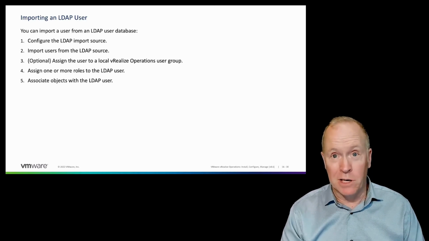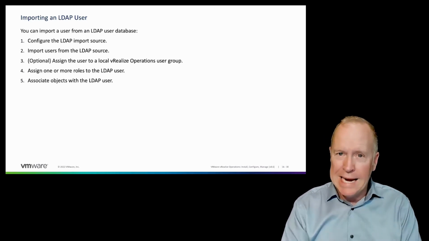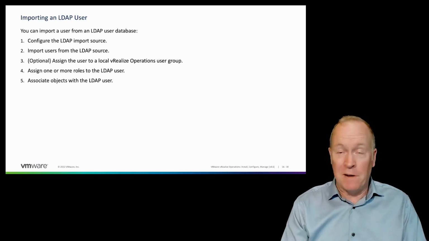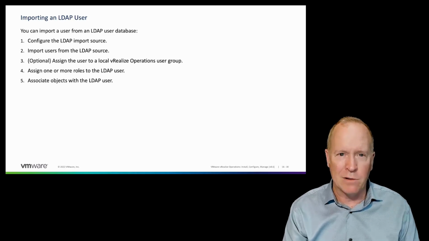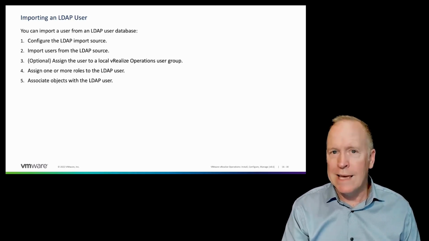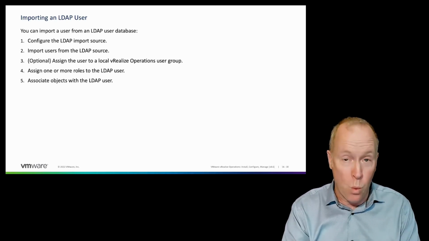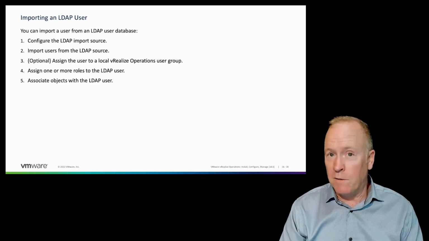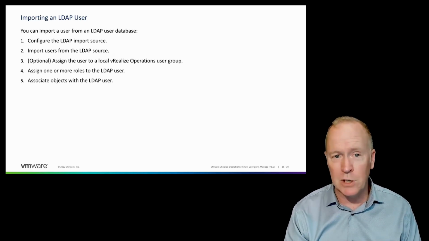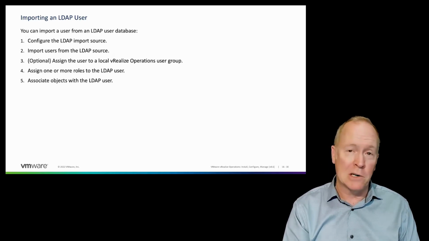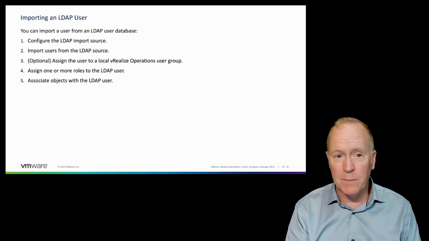Your Active Directory users already exist in Active Directory. We don't need to create them. So instead of creating Active Directory users, if I needed to do that, I would go to Active Directory. But here in vRealize Operations, instead of creating Active Directory users, what we're going to do is import them into vRealize Operations. So let's take a look at what that involves. So if you've got some LDAP users that you want to allow into vRealize Operations, we're going to import them by following this procedure. Step one is you need to create what's known as an LDAP import source. I'll show you exactly what that entails in a moment.